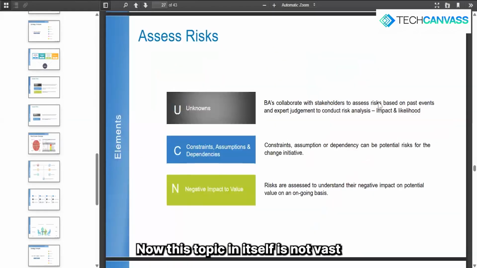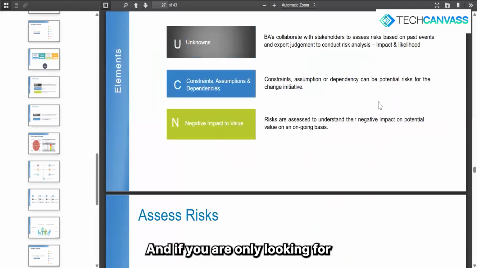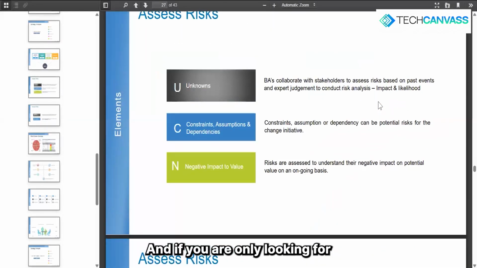Now, this topic in itself is not vast, and if you're only looking for the exam, I'll mark it as important. I'll tell you what is important in this section. So we'll just quickly go through the elements.